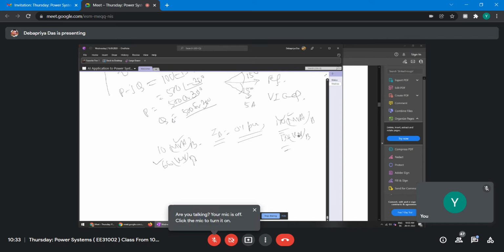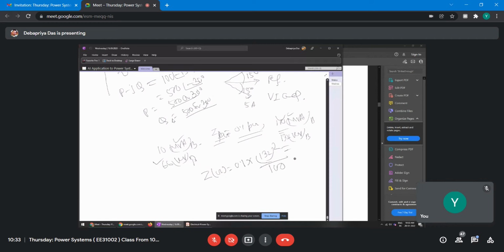So what you have to do is first find the actual value. These are per unit values, not base values. So first you find the ohmic value of Z: the per unit value into the base impedance, which is kV squared over MVA, so 132 squared divided by 100 ohms.